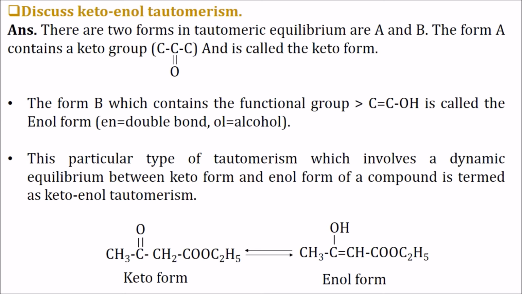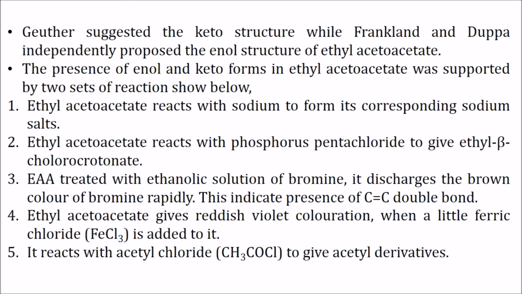Here we take the example of ethyl acetoacetate, in which you can see that the keto and enol forms are in an equilibrium state. Scientists together suggested the keto structure, while Franklin and Dupa independently proposed the enol structure of ethyl acetoacetate. The presence of enol and keto form in ethyl acetoacetate was supported by a set of reactions shown below.